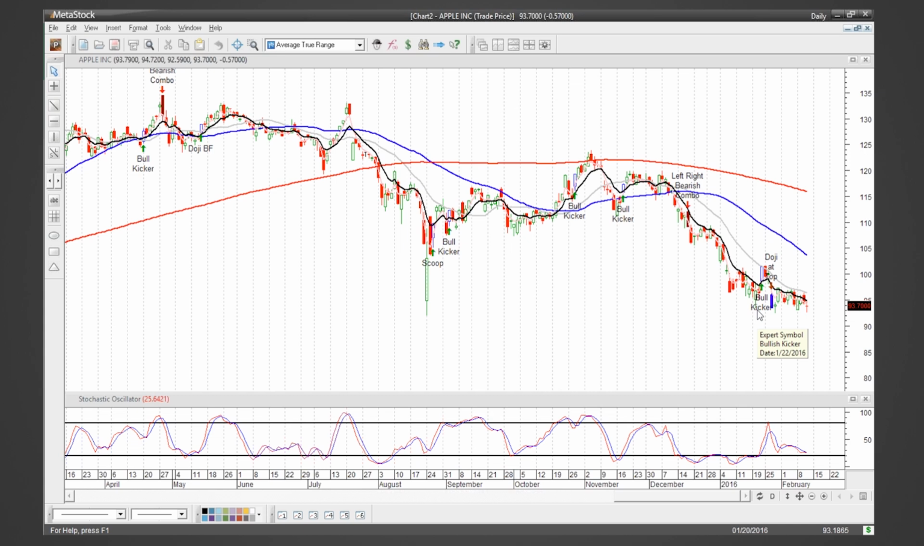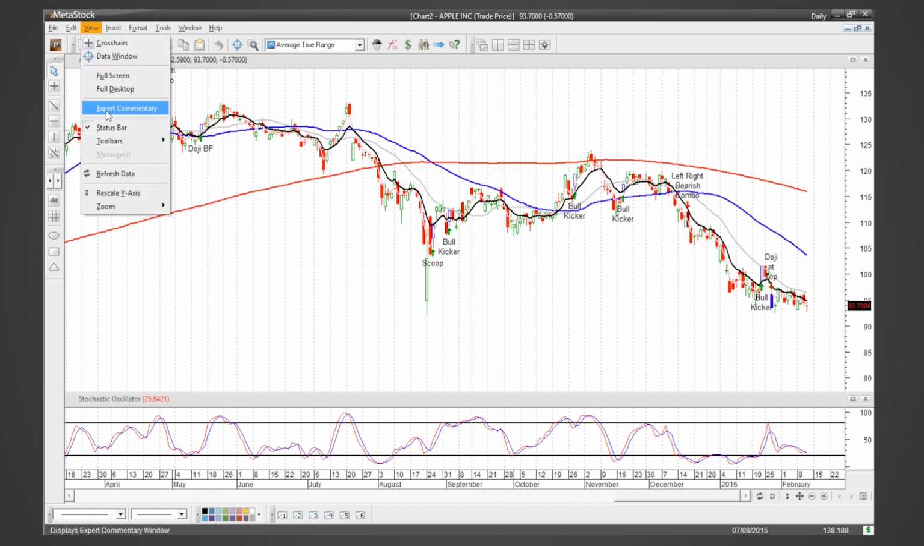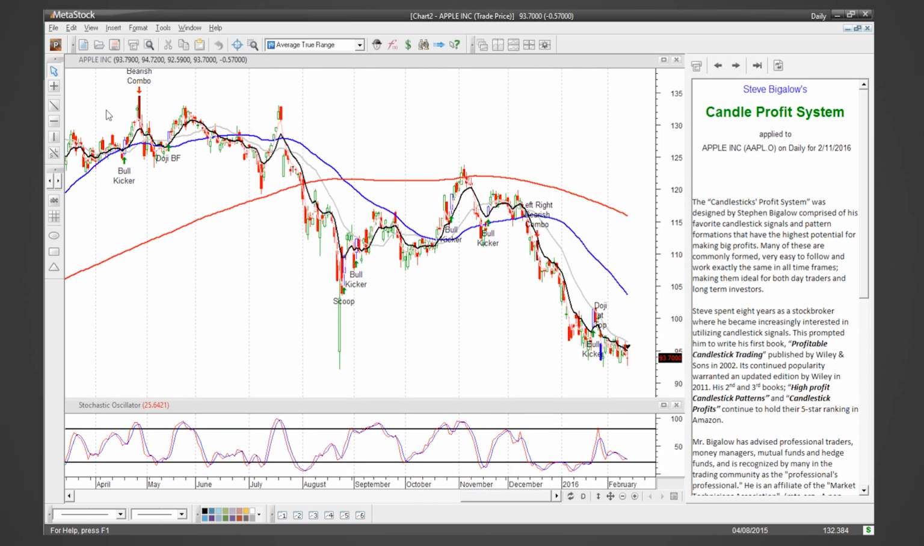So in addition to identifying these all on the chart for you, the other thing that we've done is we've gone through what Steve actually teaches, and we've embedded advice in terms of what you should do with it. And to look at that, I'm going to open up the commentary here. So go to View Expert Commentary.